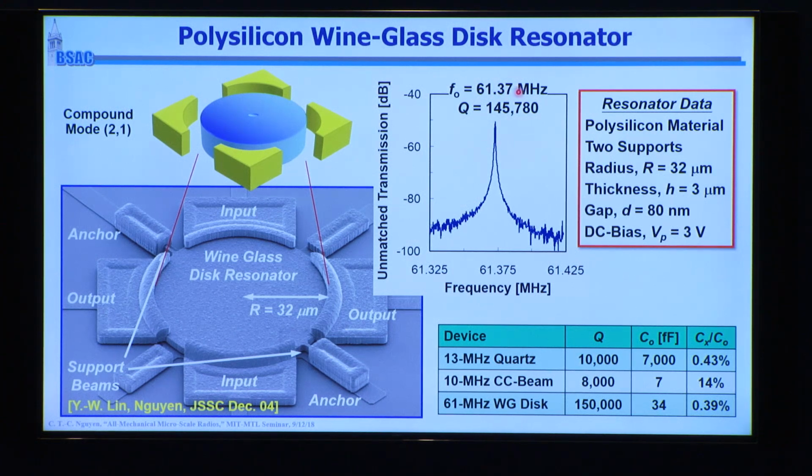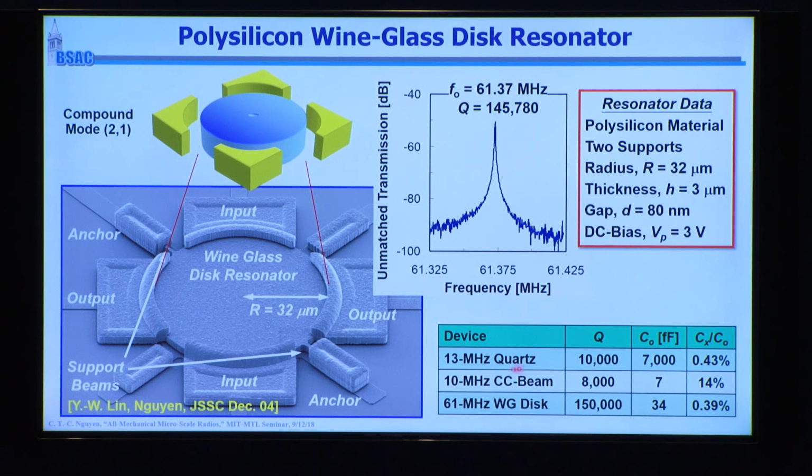So first of all, this is at 61 megahertz. Look at the Q, 145,000. Some of these have been measured over 200,000. This is in polysilicon technology. And the support structure you use to support this will dictate how much Q you have there. But in this table here is the comparison I want to make.